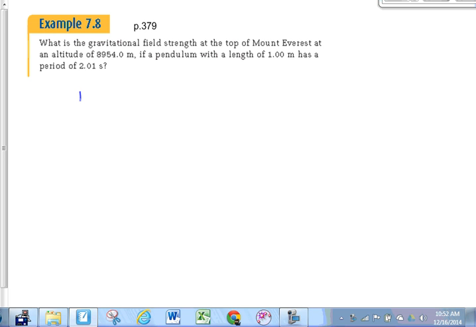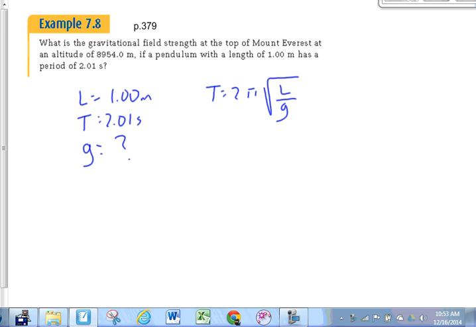We've got a length of a pendulum of 1.00 meters, and we've got a period here of 2.01 seconds. The altitude is irrelevant to the question. It's provided for context. We don't need that to calculate the gravitational field strength from our pendulum equation. T is equal to 2 pi square root of L over g. Take the 2 pi over by dividing. Let's square everything. Let's take the g up by multiplying.